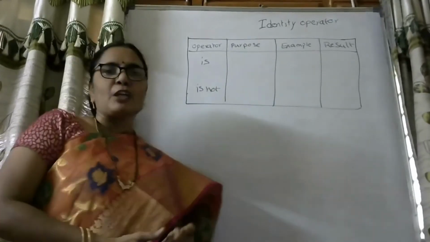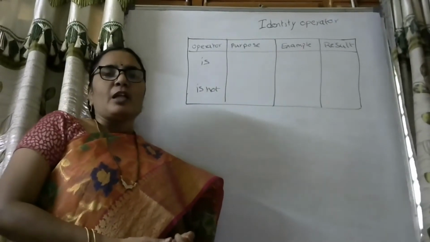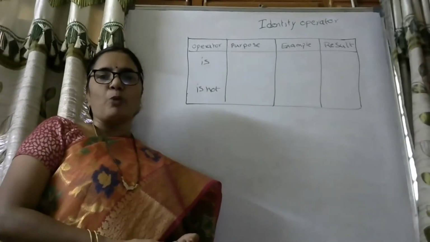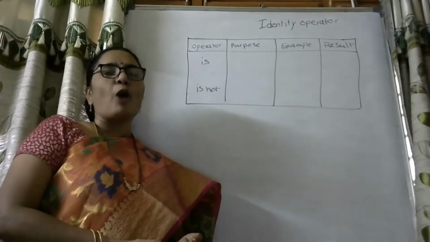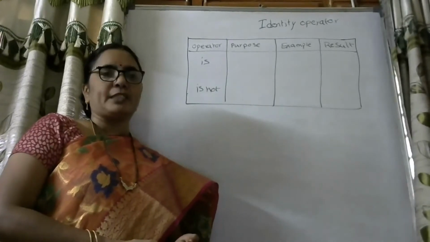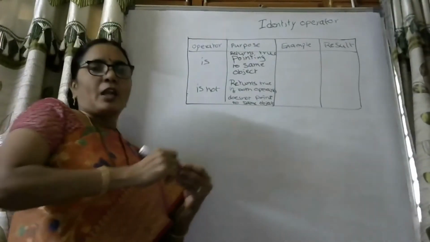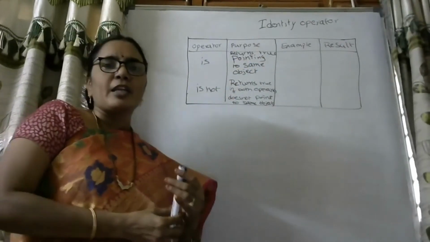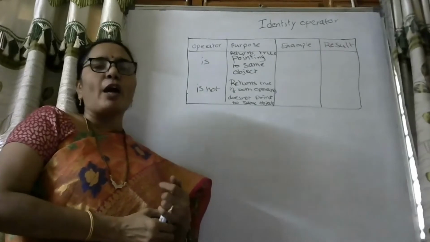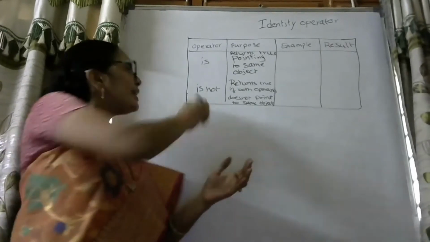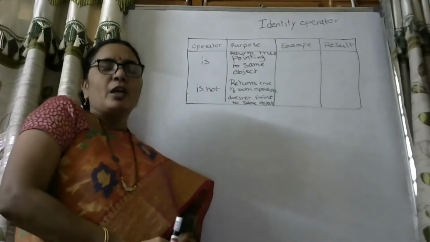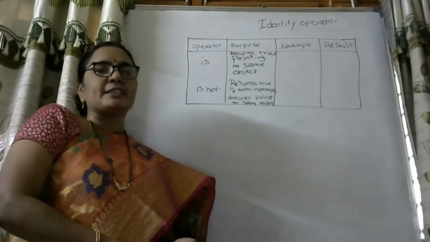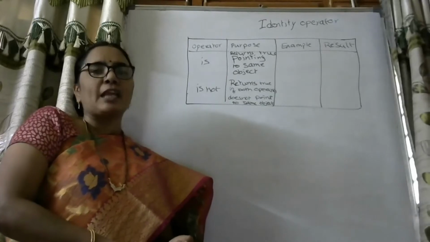So what is the purpose of is? These operators return true if both the operands are pointing to the same object. So the is operator returns true if both the operands point to the same object. is not is opposite to that. It returns true if both operands are not pointing to the same object.